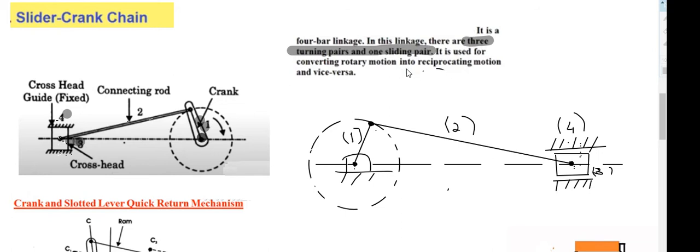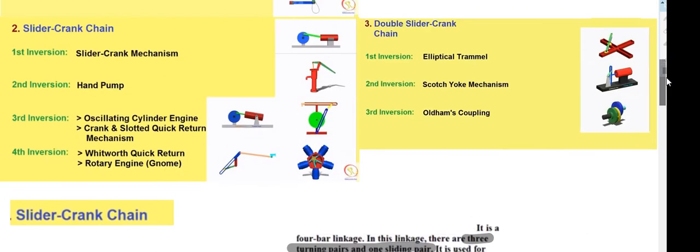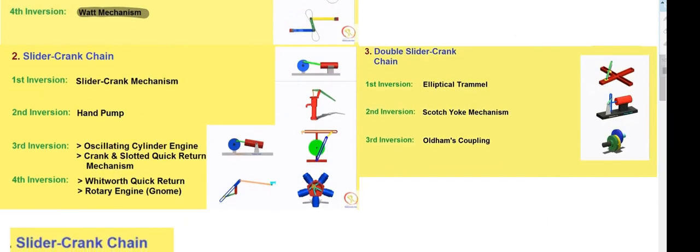It is used to convert rotary motion into reciprocating motion or vice versa. Both are used, depending upon where you apply it. So this is the basic diagram of a slider crank mechanism or slider crank chain. You can draw either this diagram or this diagram for your lecture notes, depending on which is easier for you. But mark each link correctly. So now we will see what the inversions of a slider crank mechanism are.